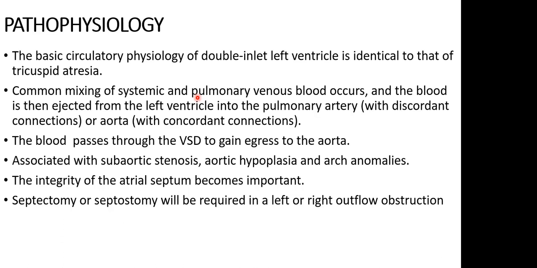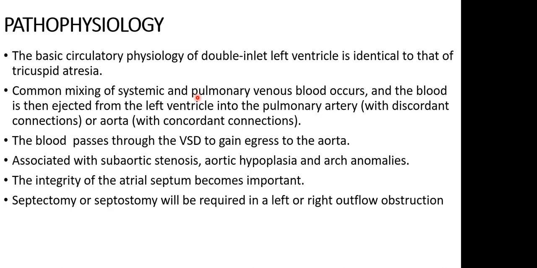So if it's shunted into the pulmonary artery, there's a discordant connection. But if it is sent into the aorta, that's what we call the concordant connection. So blood passes through the VSD to gain egress to the aorta. So basically, there's an associated subaortic stenosis. The integrity of the atrial septum becomes very, very important in this patient.